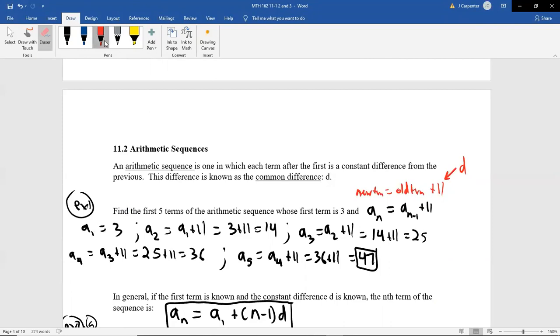So that's what this formula says. You take the starting number. This n minus 1 is 1 less than the number of terms you want to find. So if you're trying to find the 100th term, that would make this 99, and then you just multiply it by the d.